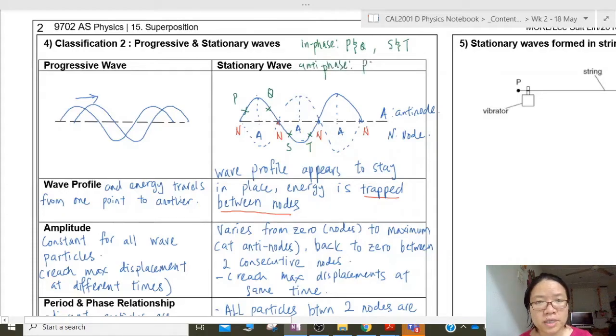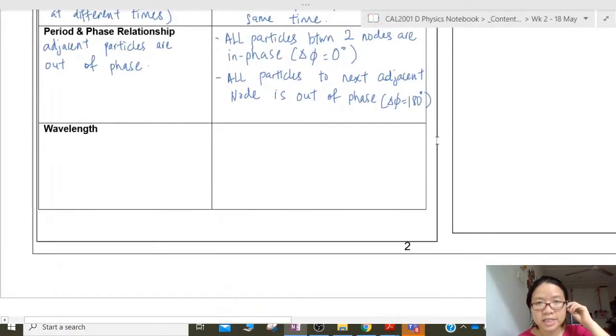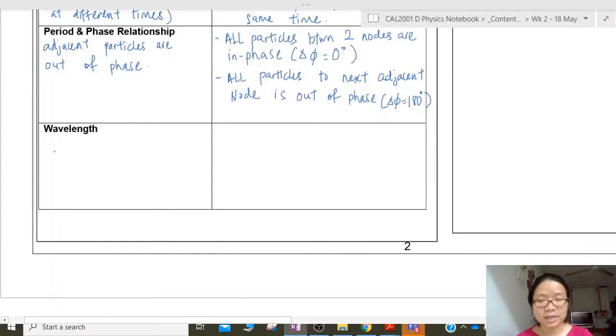Antiphase will be P and S. P and T also can. Q and S also can. As long as you're taking the neighbor's particle. When I say neighbor, I mean the neighboring nodes. This is what I mean by the next adjacent node is out of phase, because one side will go up, the other side will come down. Hopefully later, when we look at waves on a string in an experiment, it will be clearer to you.